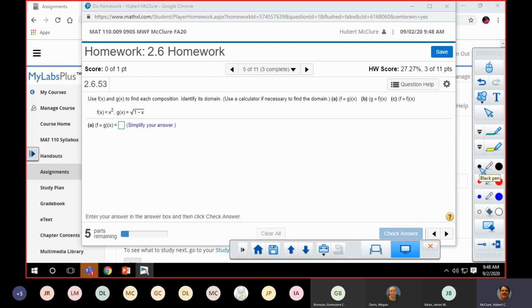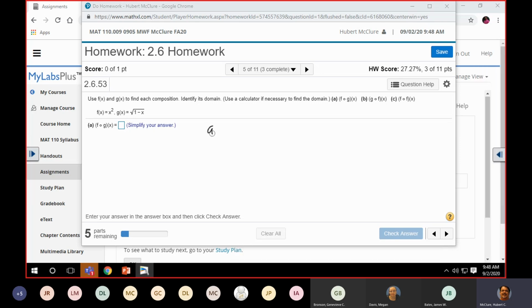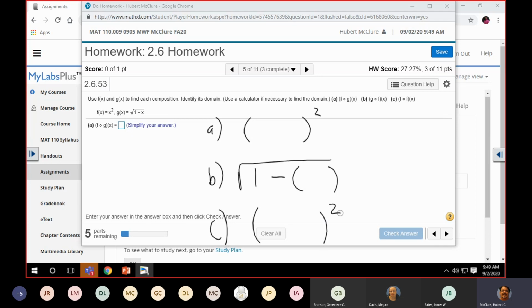f composed means that I'm going to write f with a big set of parentheses. B says g composed, so I'm going to write the square root of 1 minus parentheses. And C says f composed, so I'm going to write a big set of parentheses. So now you just got to figure out what to plug in. In A, you're going to plug in g. In B, you're going to plug in f. And in C, you're going to plug in f.